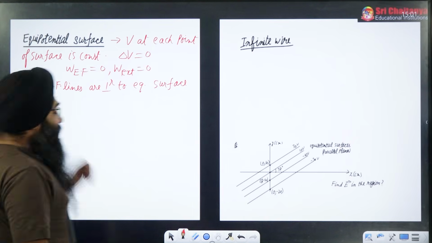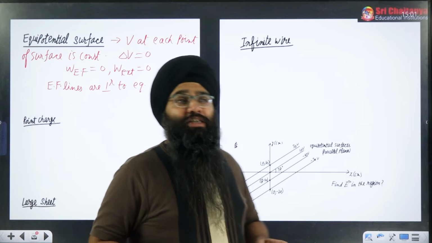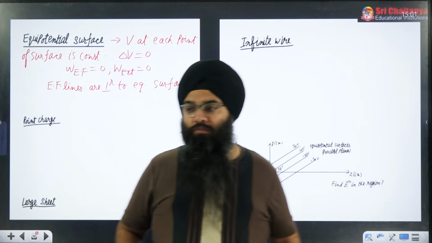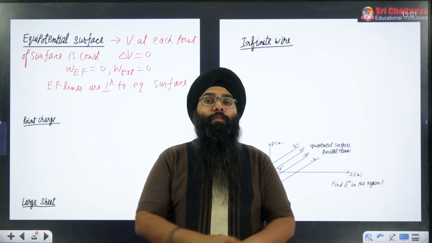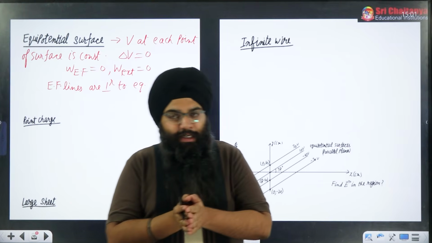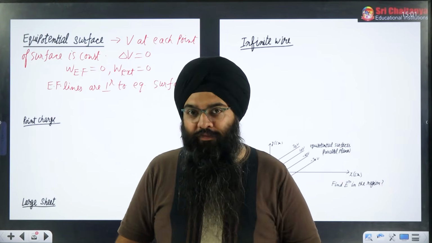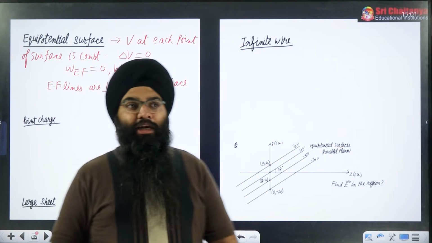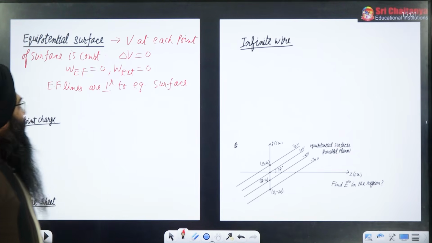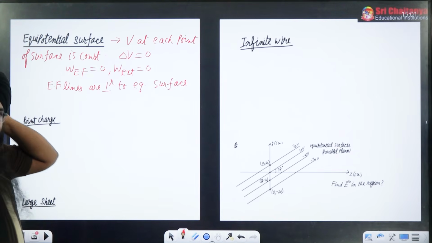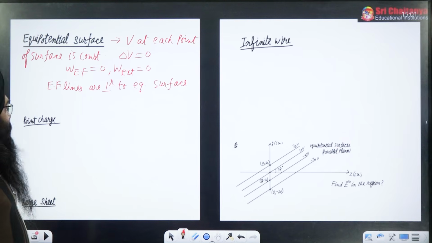Okay. One more thing. Two equipotential surfaces cannot intersect each other, because if two equipotential surfaces intersected, then at that particular point there would be two directions of net electric field, which is not possible. Net electric field can only have one direction. So these are some properties which you have to remember for equipotential surfaces.